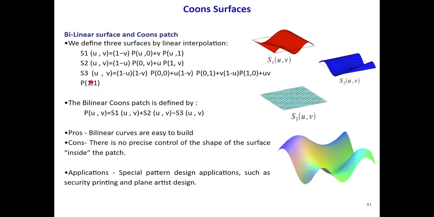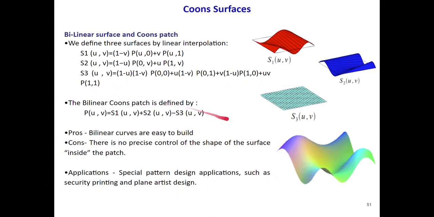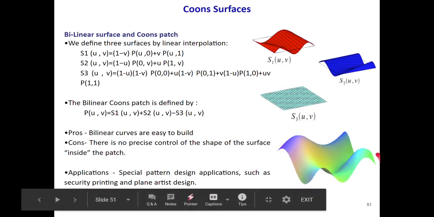And this is the equation for getting the S3 surface. And then we will add these two surfaces together and subtract this third one, and finally we get our bilinearly blended Coons patch, which is represented by this colorful diagram over here. So this is how it will look. Now for this surface there are some pros and cons.